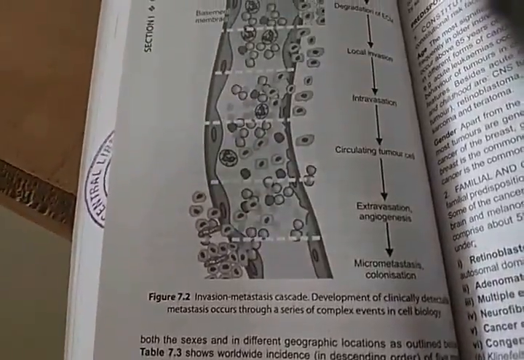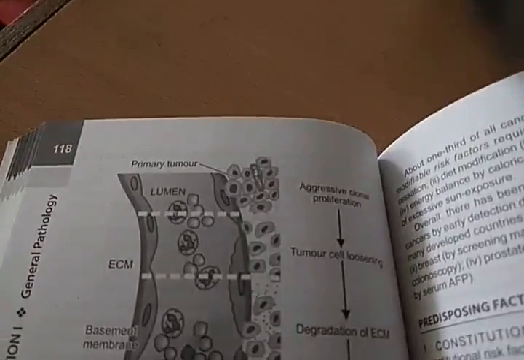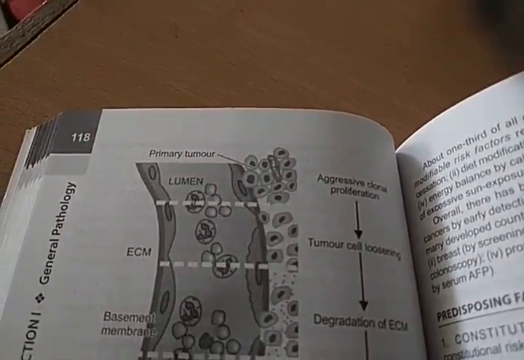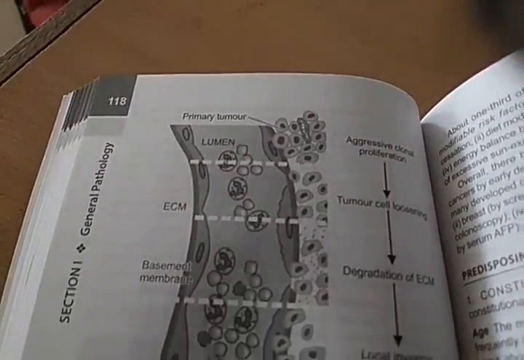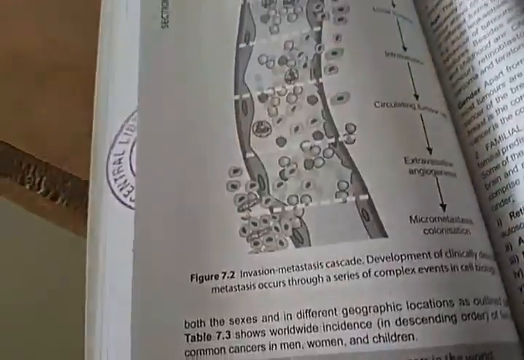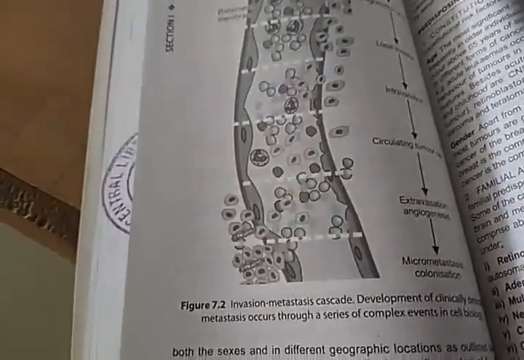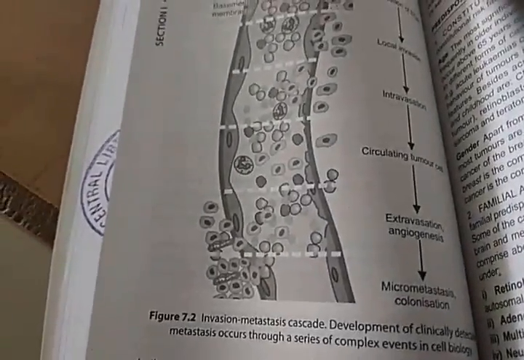Actually, they have given images also. This is the invasion metastasis cascade. So how metastasis occurs, right? So there is clonal proliferation. Tumor cells are getting loose. They are degrading the ECM. You see here, what was there on this side has successfully reached the other side. I mean, just a way of explaining how metastasis occurs. But anyways, it will reach another place and start proliferating there.